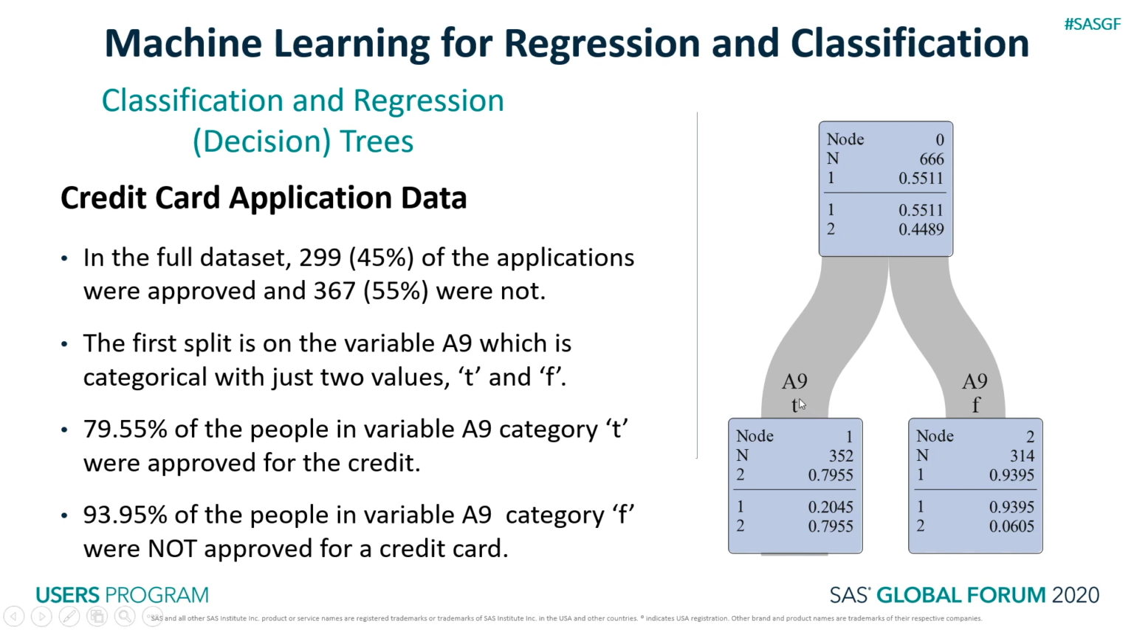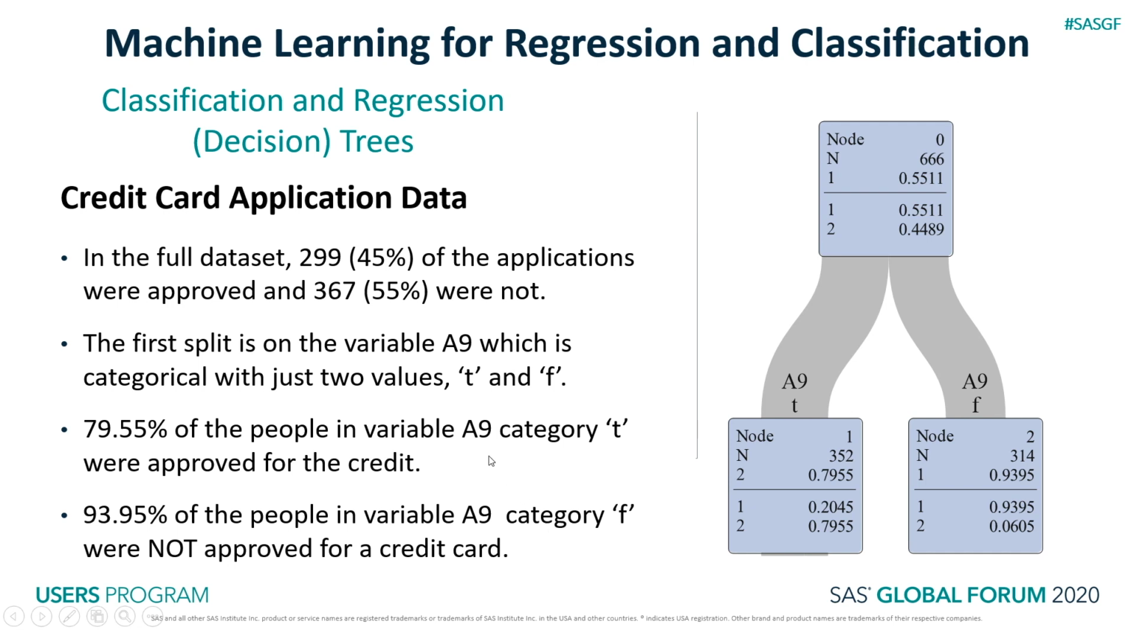Then we carry out a split on the variable A9. And 352 observations have T as being the level of variable A9, and 314 have F as being the level of variable A9. If we look at the observations for which T was the value in variable A9, then almost 80% of them were approvals for the credit card. If we look at the 314 observations for which F was the value in variable A9, then almost 94% of those were not approved for credit.